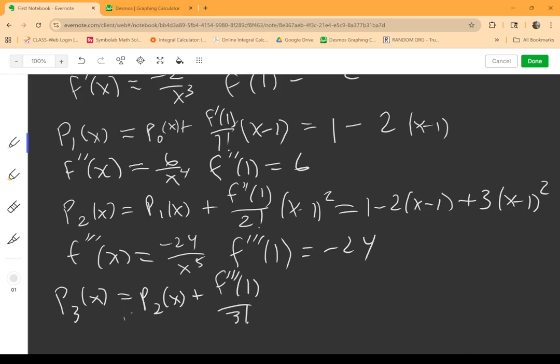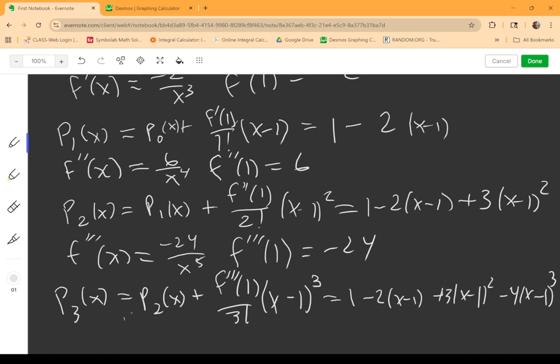Okay, and then it's x minus 1 cubed. Okay, and then here we see when we plug that in, we get 1 minus 2(x minus 1) plus 3(x minus 1) squared. And then here, negative 24 over 3 factorial, what is that, 3 factorial is 6, so 4. So minus 4(x minus 1) cubed.